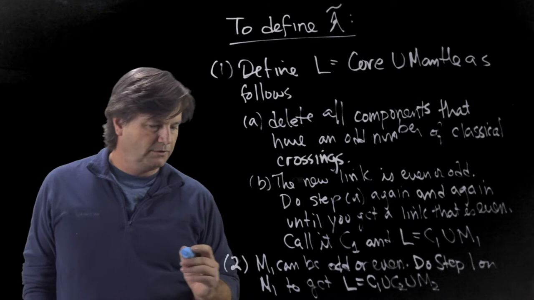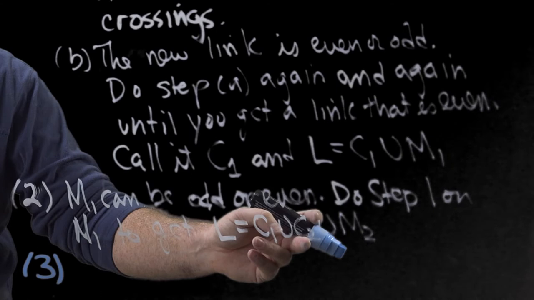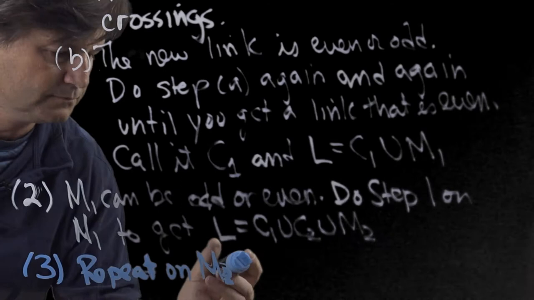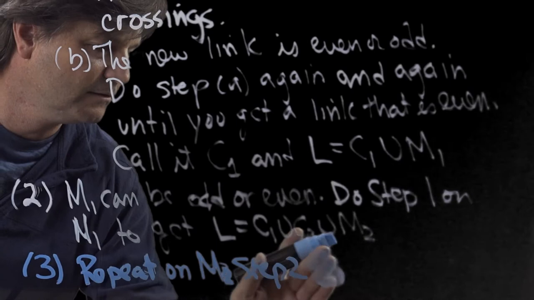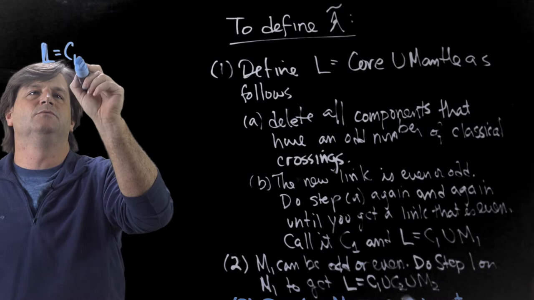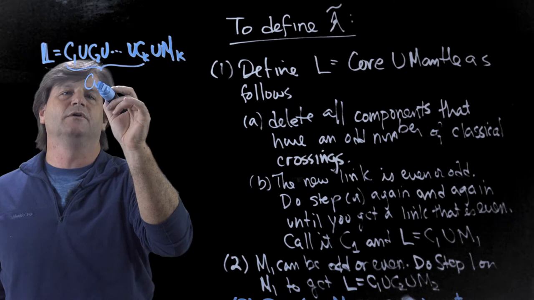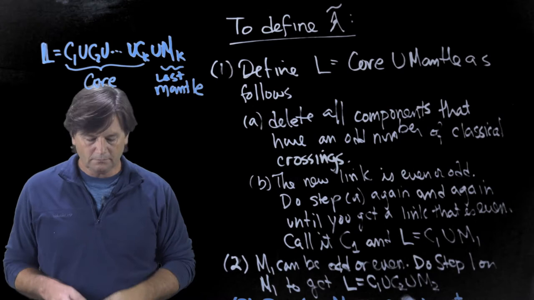Okay, finally, step 3. Just repeat on M. Now M2 is a new mantle. Now you've got 2 cores. And so repeat on M2, step 2, and then repeat over and over again until you get L equal to C1 union C2 union ... union CK union MK. And then this whole thing is the core, and there's the last mantle. It's the final mantle.